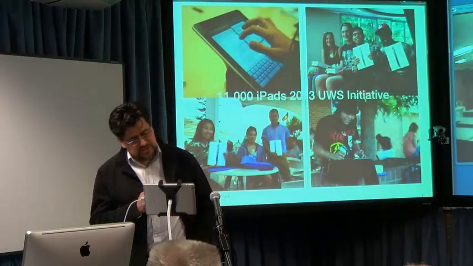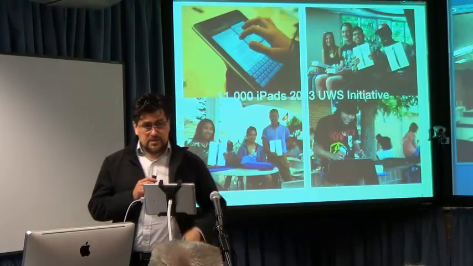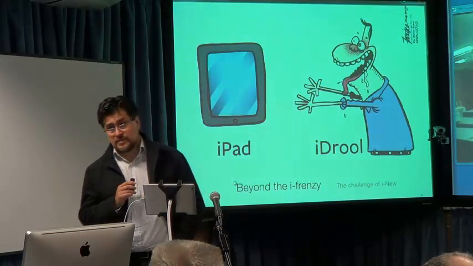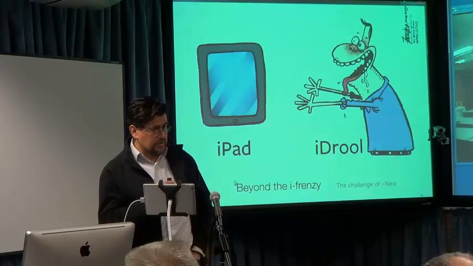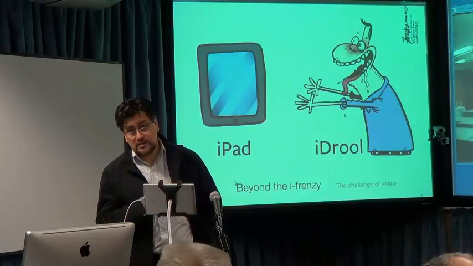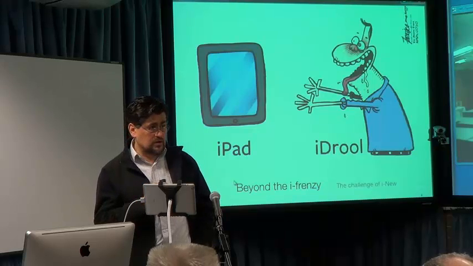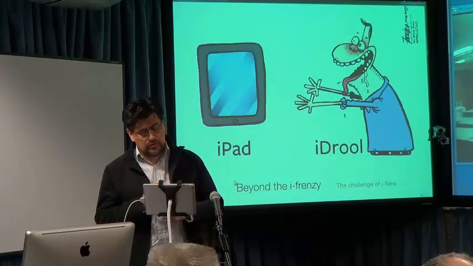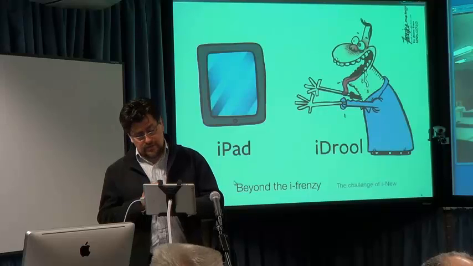So we have this initiative, 11,000 iPads in 2013. What does it mean for many people? iPad proven. But what happens after the iFriending? That is a question. There is always an uncomfortable position concerning what is called the iNew. What do you do with a new thing when you have no way of categorizing or classifying it?